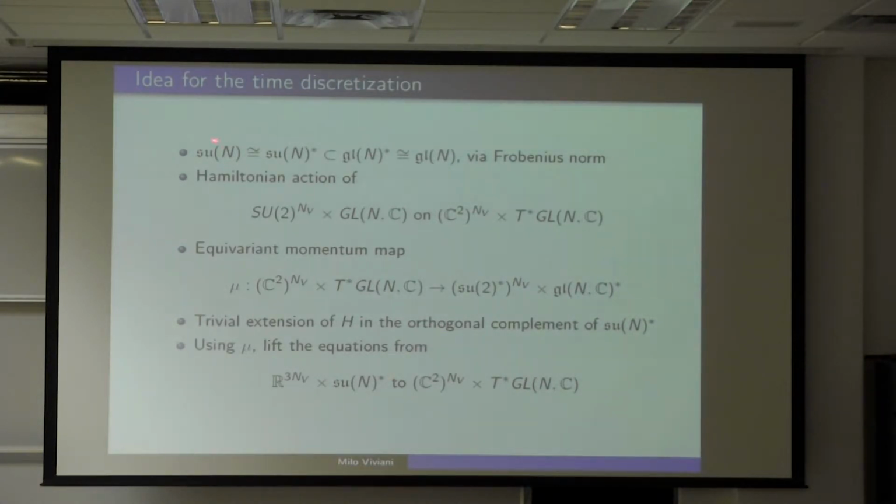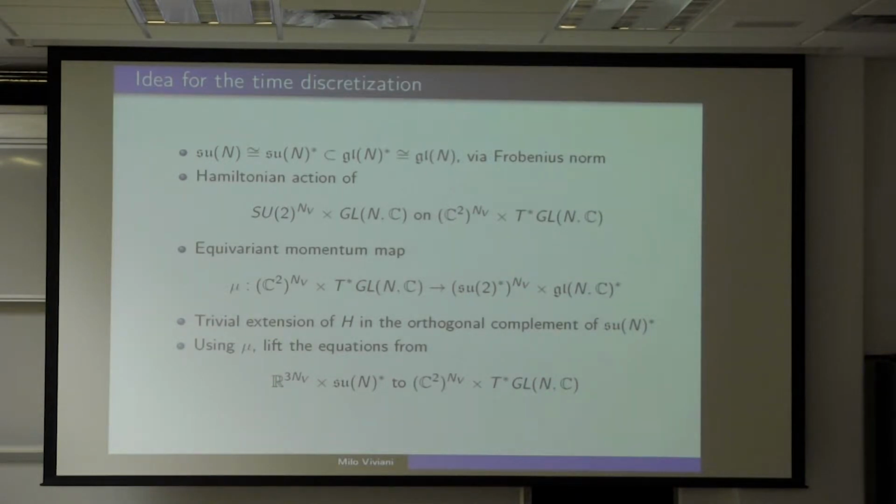So in more detail, what is needed is this identification of the algebra with its dual via the Frobenius norm. And then we take the Hamiltonian action of SU(2)n V and GL(N,C) on this space. So C2 and V and T*GL(N,C). Okay, why? Now it's a bit confusing because I was talking about SU(N) and now I'm talking about GL(N). The thing about GL(N) is that the momentum map is much easier to analyze, and we derive a much simpler numerical scheme using the cotangent lifted action of GL(N) on its tangent bundle.